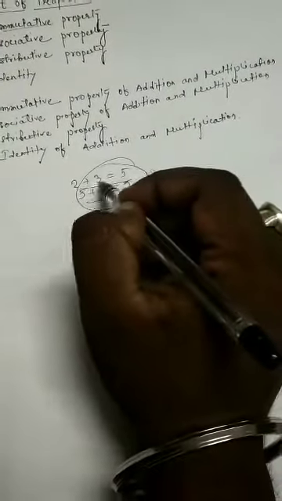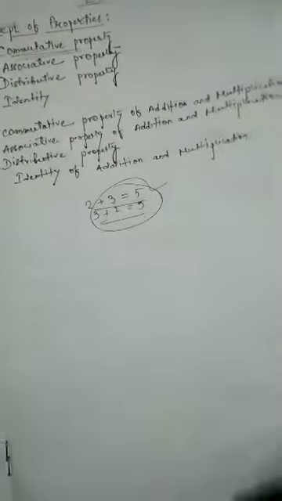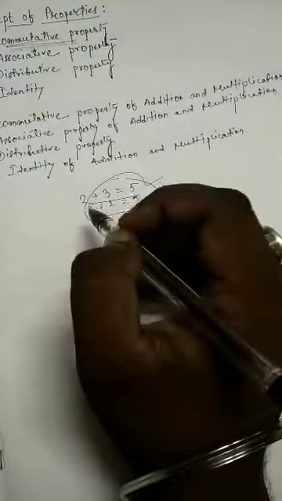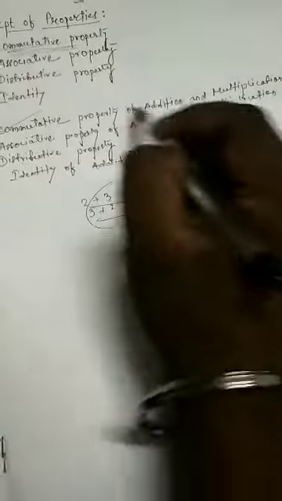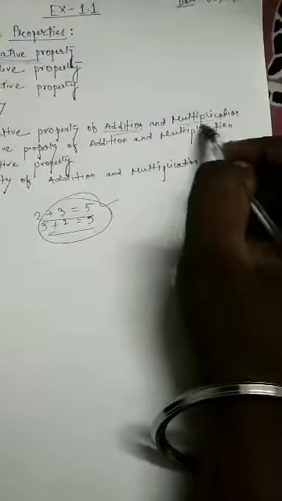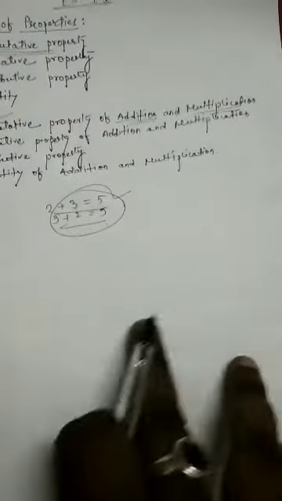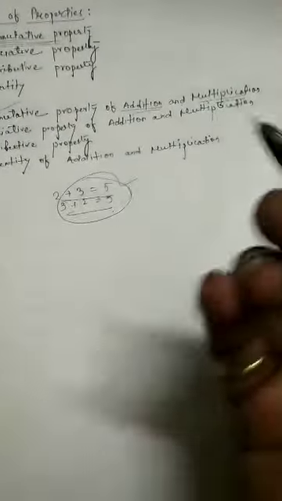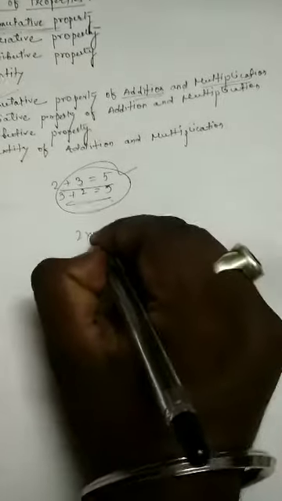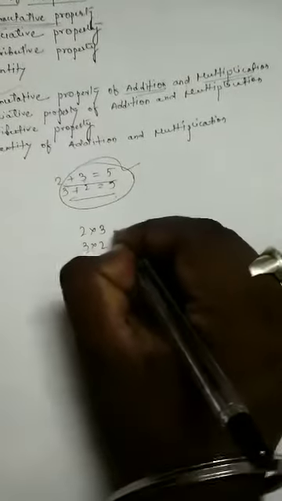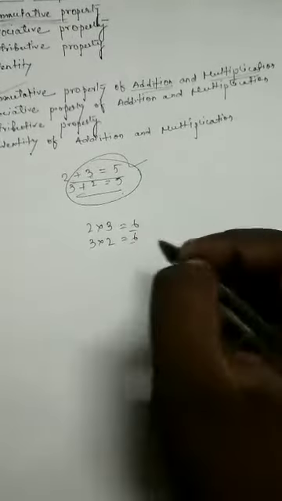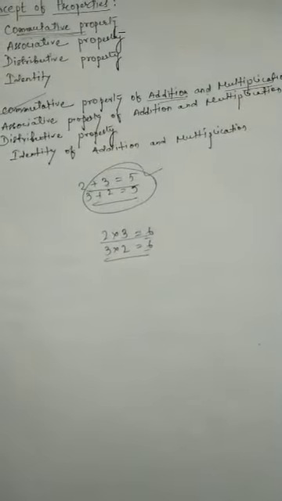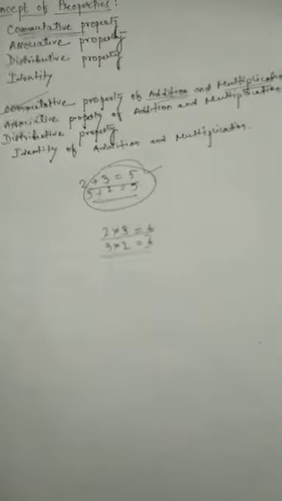So while we deal with two numbers, that comes under commutative property. In commutative property, there are two segments. One is of addition, and the other one is of multiplication. So similarly, just like addition, when we are multiplying two numbers, suppose 2 into 3 and 3 into 2, both answers result the same. So such properties come under commutative property.